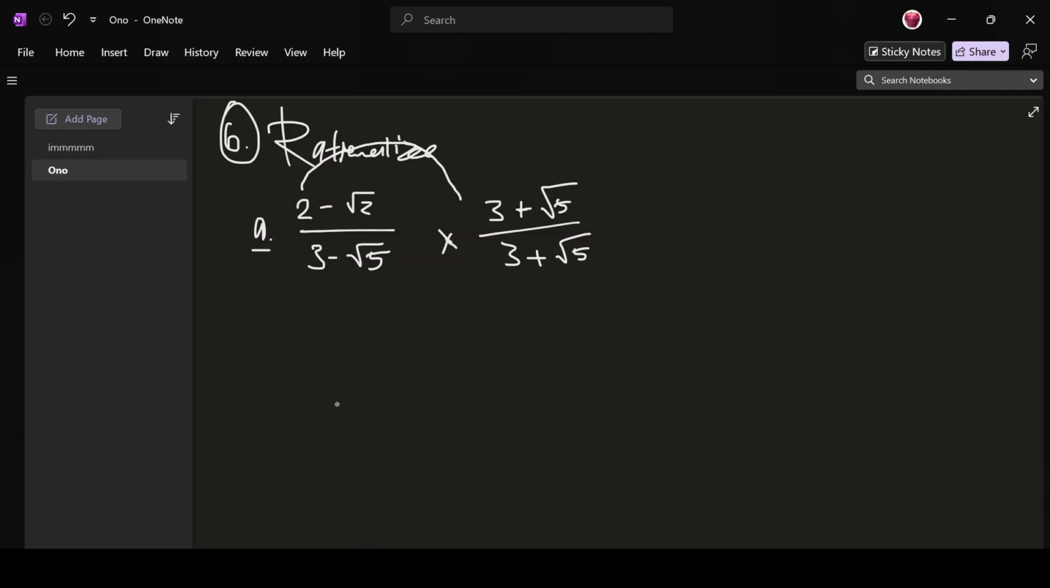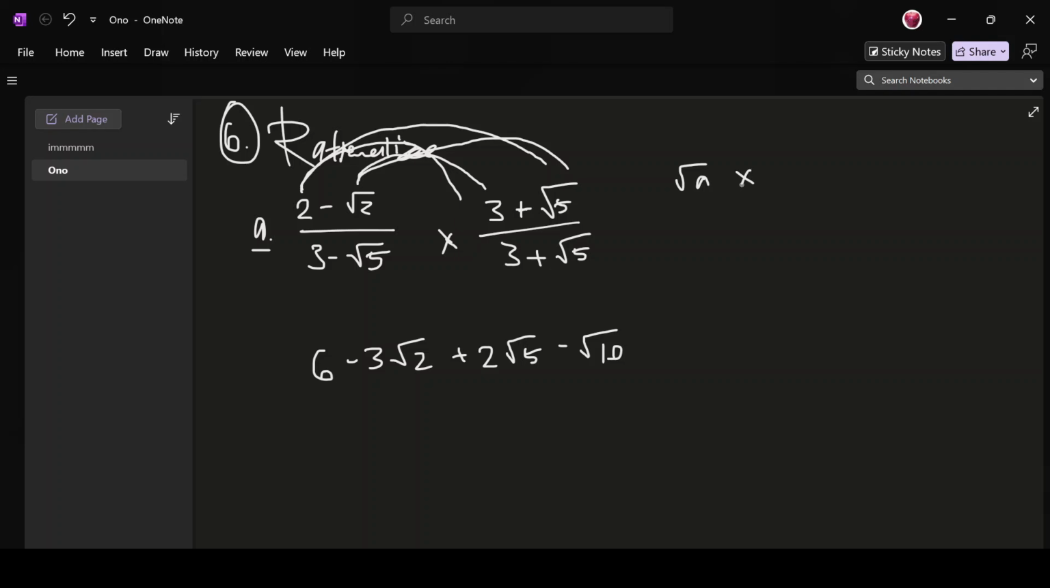2 times 3, that is 6. Negative square root of 2 times 3, that's negative 3 square root of 2. 2 times square root of 5, that's 2 square root of 5. And negative square root of 2 times positive square root of 5 is negative square root of 10. Because remember this law, square root of a times square root of b is equal to square root of a times b.